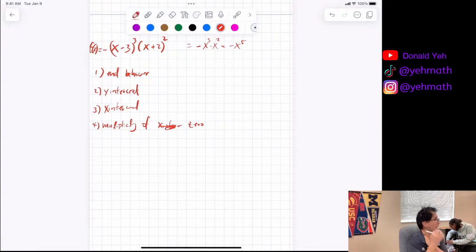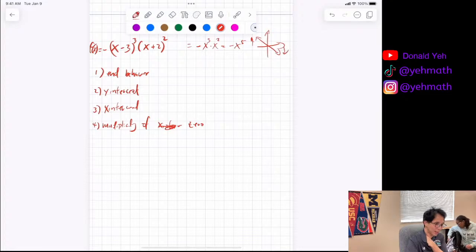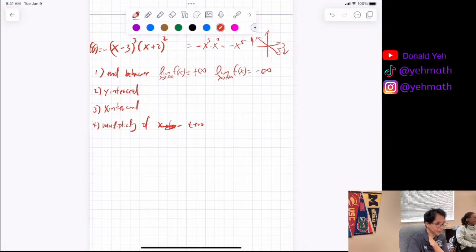The easiest graph you can think about that is odd and negative is y equals negative x. So this side is going to go up, this side is going to go down. So your end behavior should be: limit as x approaches negative infinity of f of x is equal to positive infinity. Is that okay? Limit as x approaches positive infinity of f of x is equal to negative infinity.